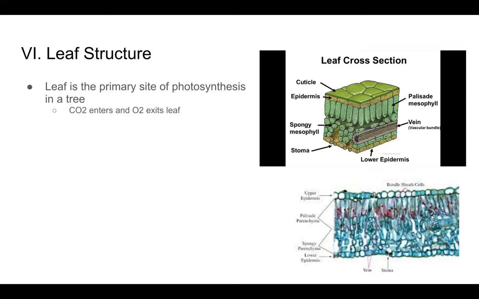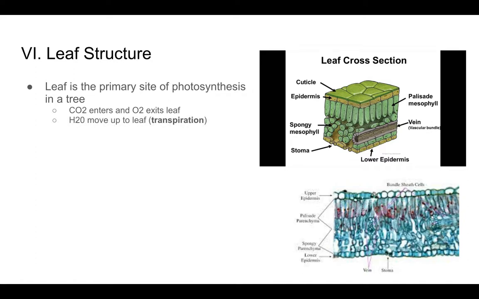So other interesting things: because it's the site of photosynthesis, because there are so many chloroplasts there, carbon dioxide must be able to enter the leaf. And then through the process of photosynthesis, we're going to make a little oxygen, which actually is like a waste product. It's not the goal of photosynthesis, but it's a waste product. That oxygen has to be able to leave the cell or the leaf and enter the atmosphere.